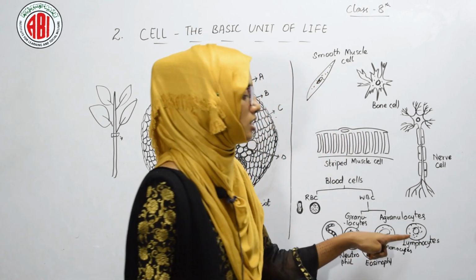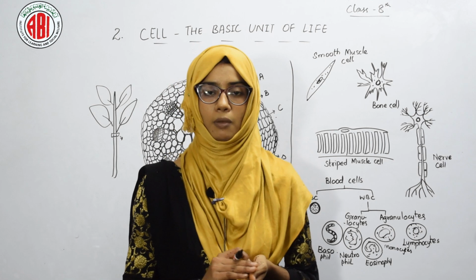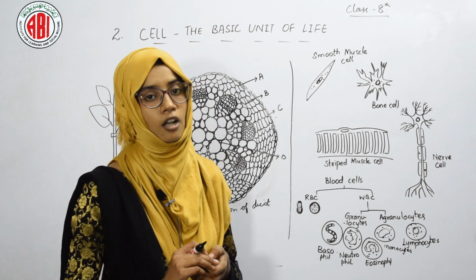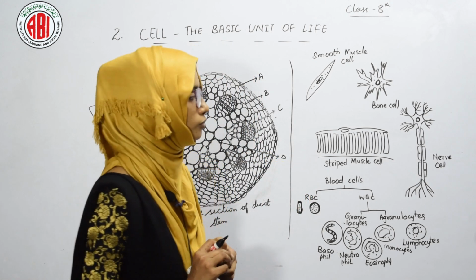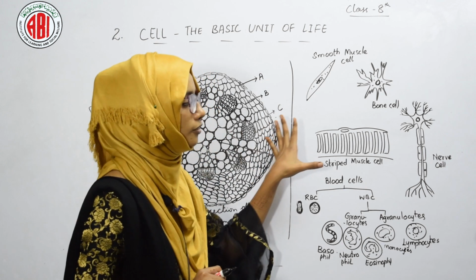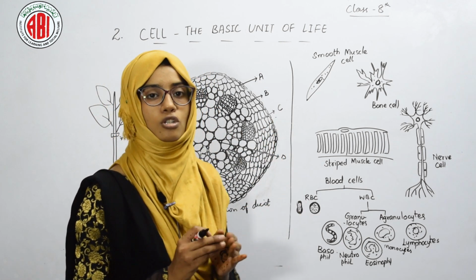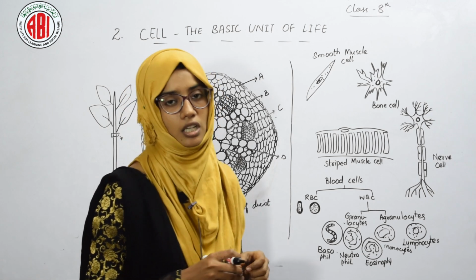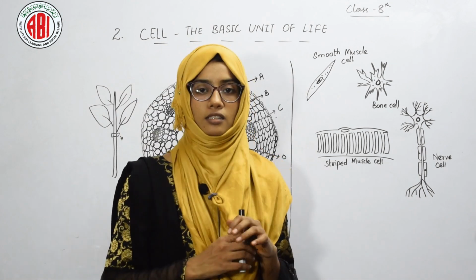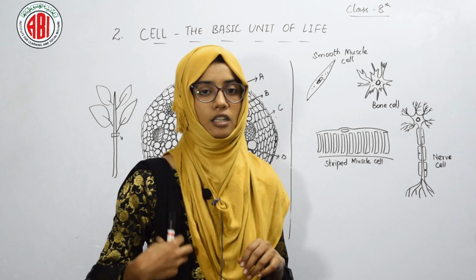Even these monocytes and lymphocytes are different in shape and in structure to carry out their functions in the human body. So these are the various kinds of cells which show different shapes in the human body. So these are certain examples of multicellular organisms.